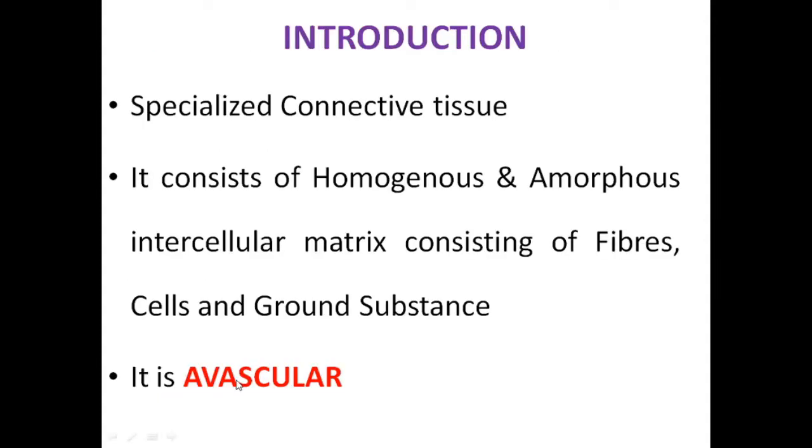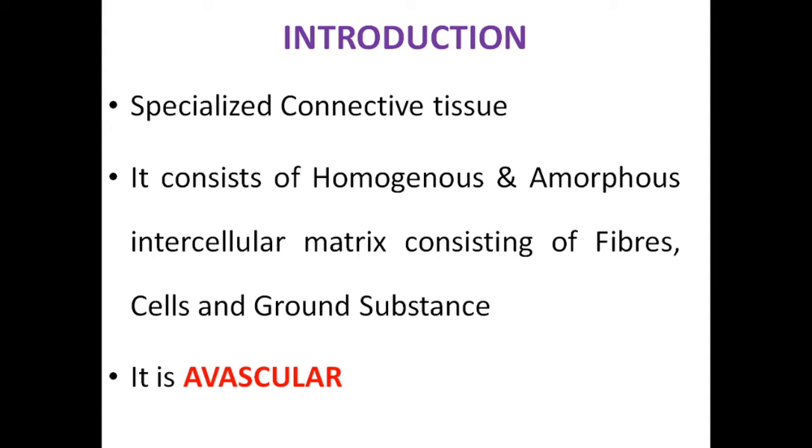In the introduction, we can write, common for all the cartilages, that it is a specialized connective tissue. Why is it a specialized connective tissue? Because it consists of a homogeneous and amorphous intercellular matrix which consists of fibers, cells and the ground substance. Generally, connective tissue will not consist of the intercellular matrix. Here there is a homogeneous amorphous intercellular matrix, and that's why the cartilage is a specialized connective tissue.